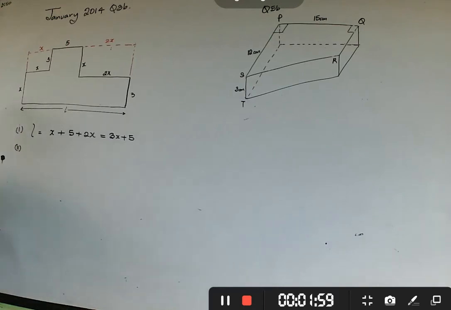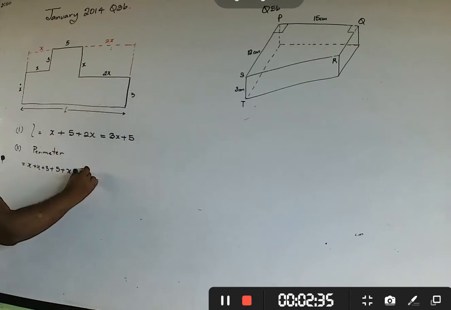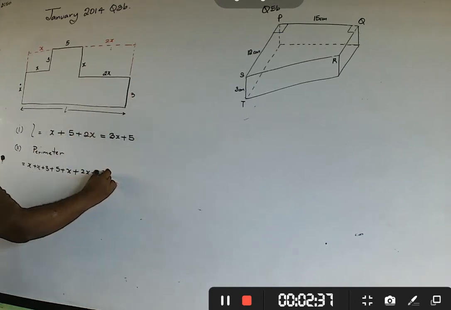Are you ready? The perimeter of the floor is 56 meters. Determine the value of x. So the perimeter, what does perimeter mean? Let's add up everybody. Start here: x plus 3 plus 5 plus x plus 2x plus 3 plus L, doesn't it?